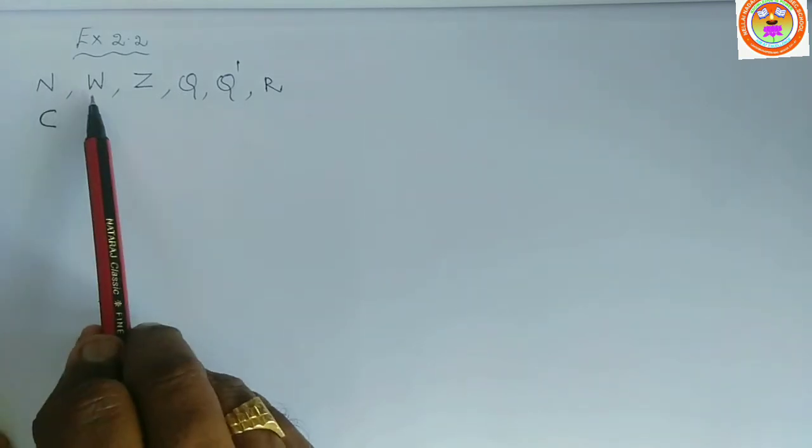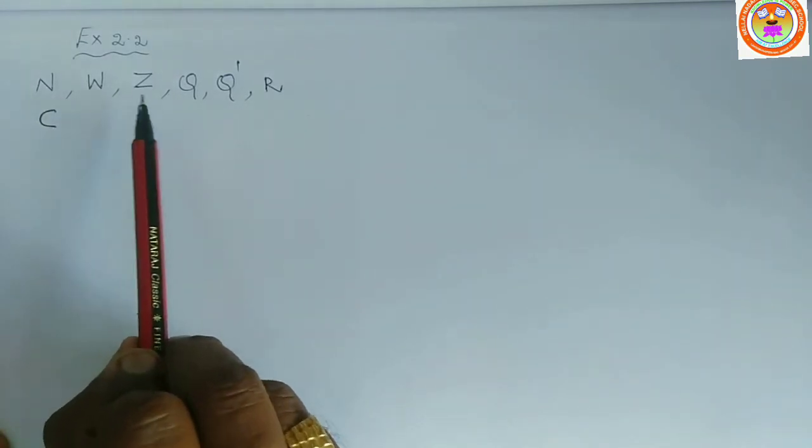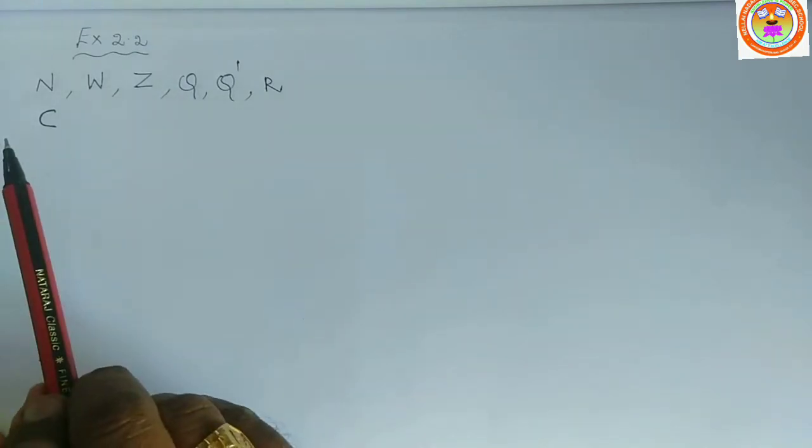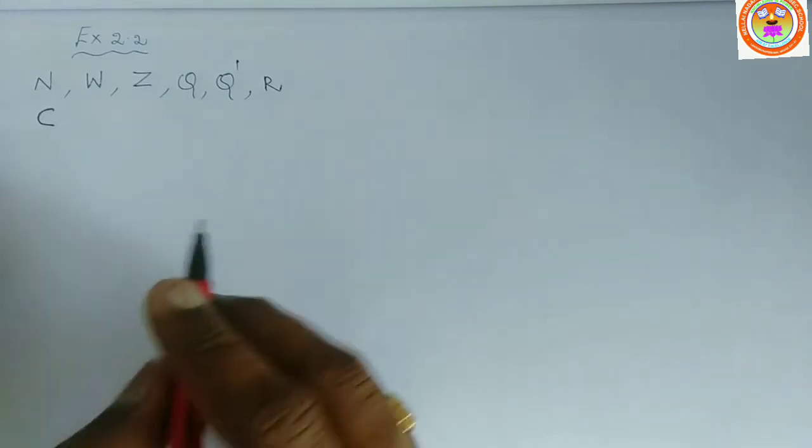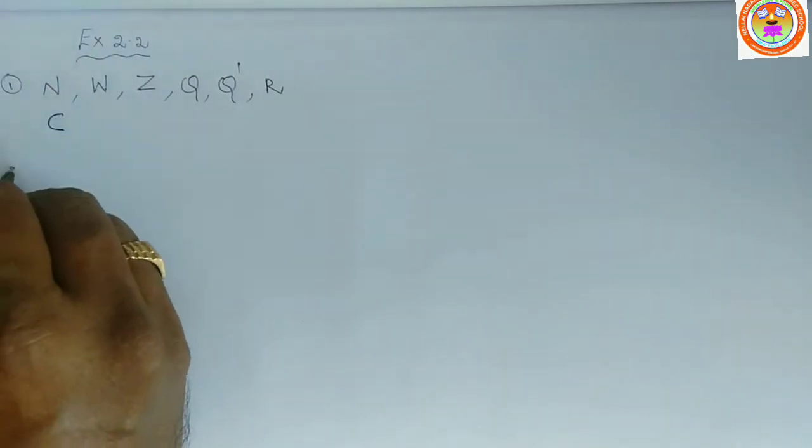N is natural numbers, W is whole numbers, Z is integers, Q is rational, Q dash is irrational, R is real numbers, and C is nothing but the complex numbers. This complex number will be indicated as C. C is the complex numbers. This is the first one I need to tell you.